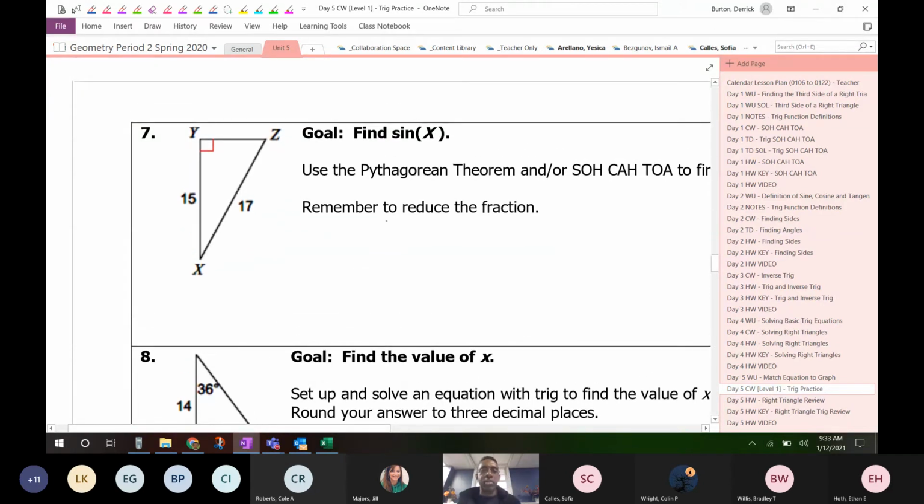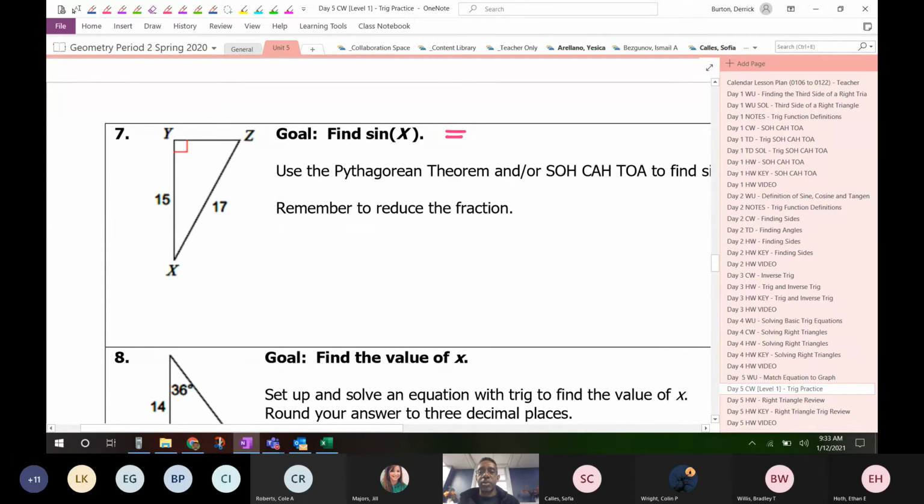Be careful. On number 7, we are not being asked to find x. We're asked to find the sine of x. Okay, looking at SOHCAHTOA, remember that sine is opposite over hypotenuse. So we're looking for this. All we need is opposite and hypotenuse. For angle x, obviously, this is the hypotenuse. We know that. 17 is the hypotenuse.